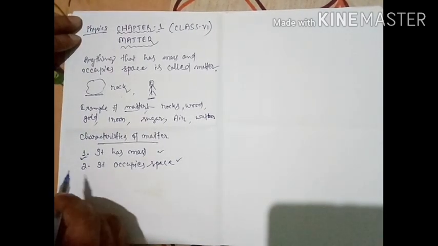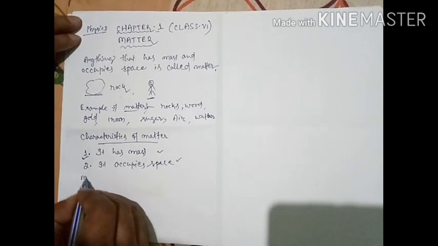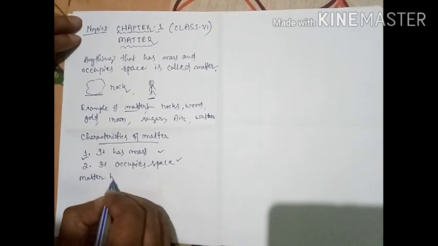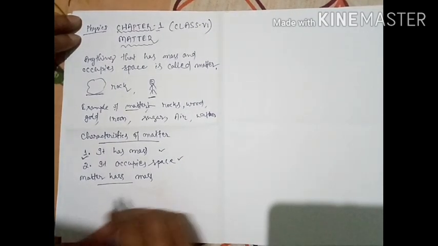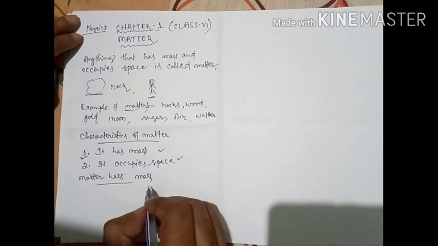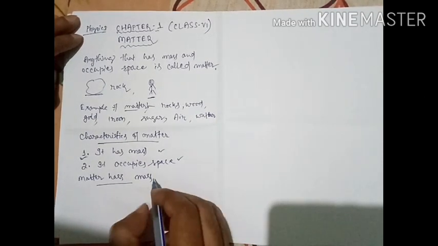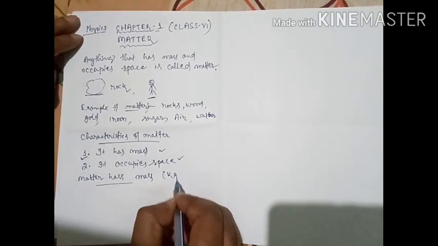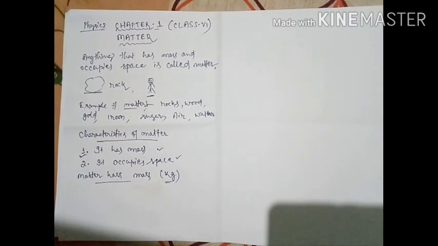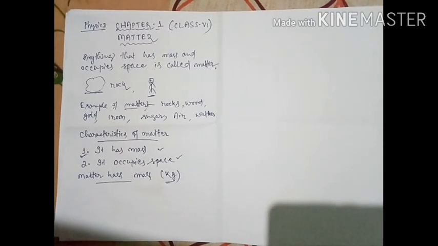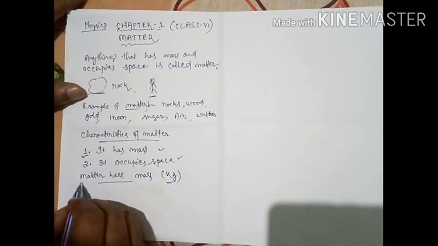First we'll discuss the first one: matter has mass. Can you tell me, students, what is the unit of mass? In which unit can we measure mass? We have already discussed it, students: it is kg. Whenever you go to the market and ask for 2 kg potatoes or 2 kg sugar, you are asking for mass. So first we'll come to know what mass is.